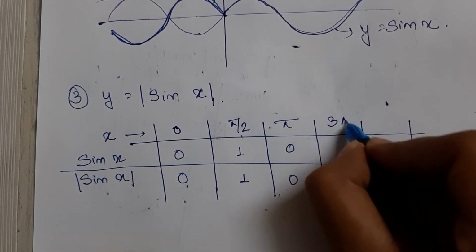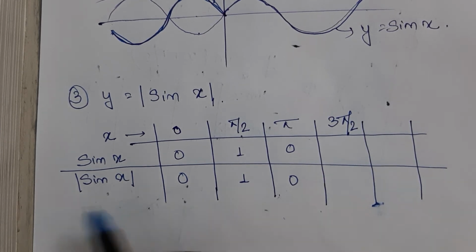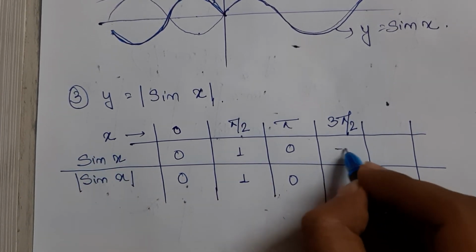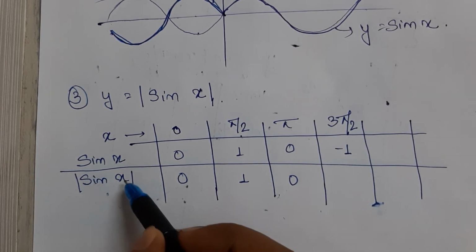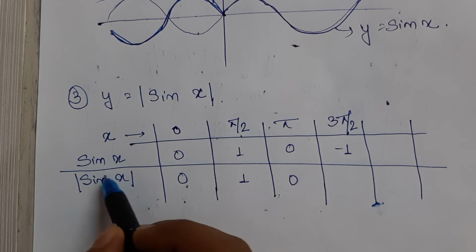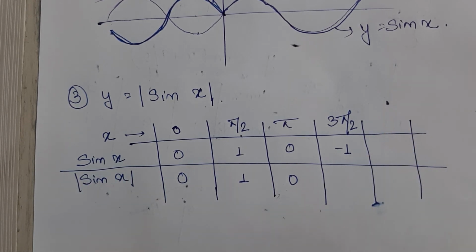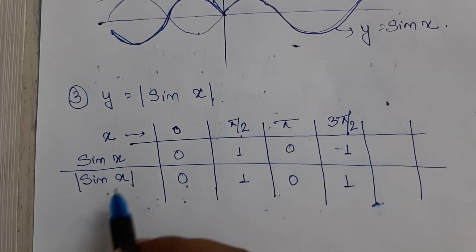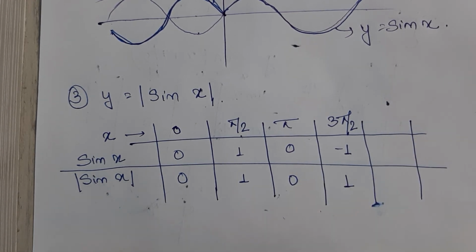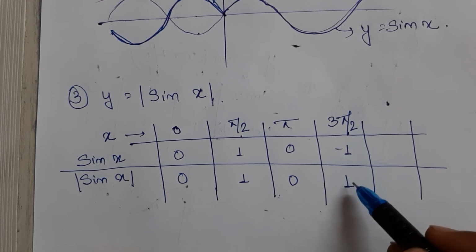Now the change comes from here. When x is 3 pi by 2, sin x would give minus 1 here, right? But now here it will also return minus 1 from sin x, but as there is a mod, there is a change in the value, and it will change to 1, right? As I told earlier, in mod all the negative values turn to positive values. So here we can see we have done that, right?